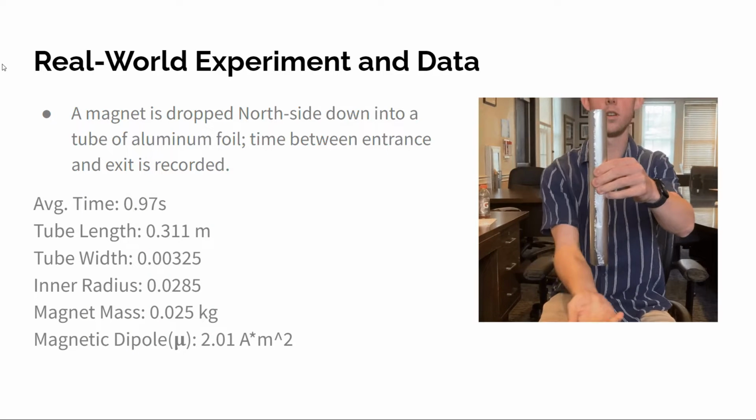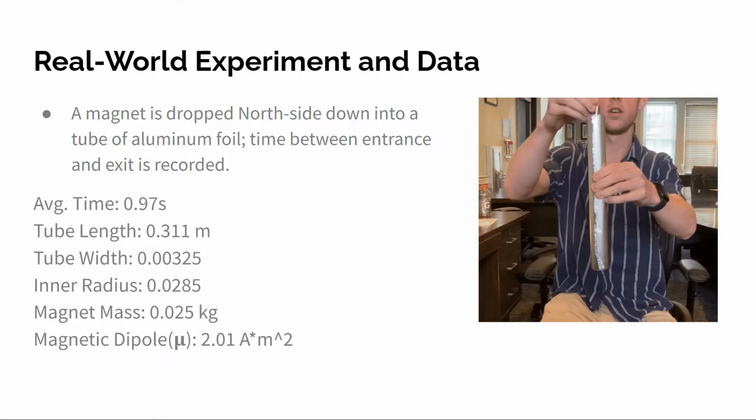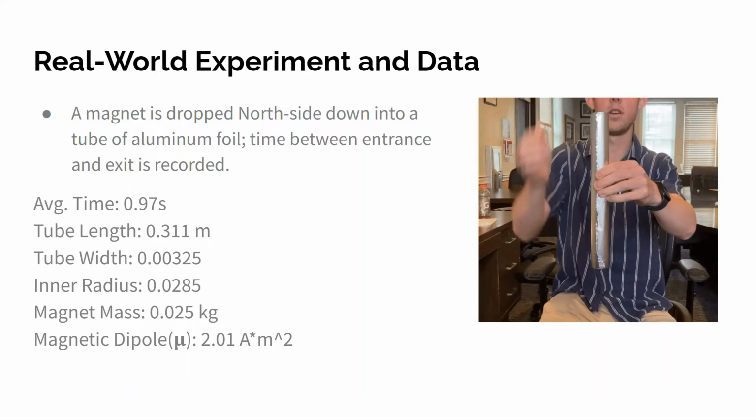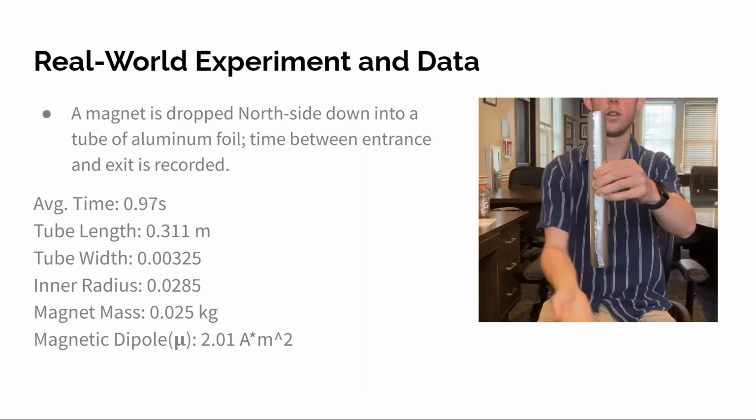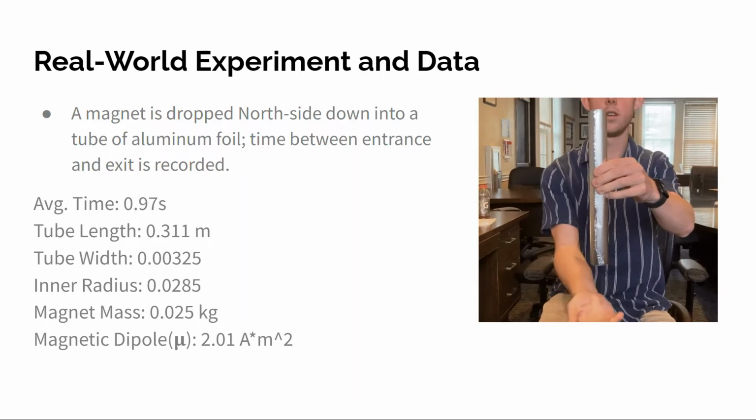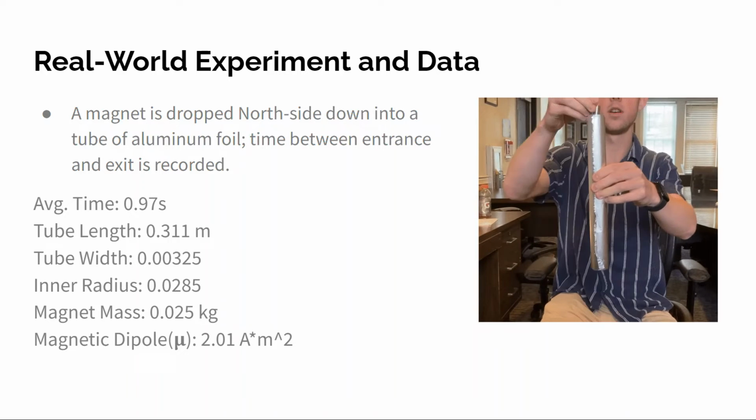Our real-world experiment was as simple as dropping the magnet north side down a tube of aluminum foil and recording its entrance and exit times. We repeated this trial 5 times in a row to get an average time of 0.97 seconds. We also took dimensions of the tube's length, width, and inner radius, and we measured the mass of the magnet. For the magnetic dipole of the magnet, we reused the value of 2.1 amperes meter squared from Lab 3.